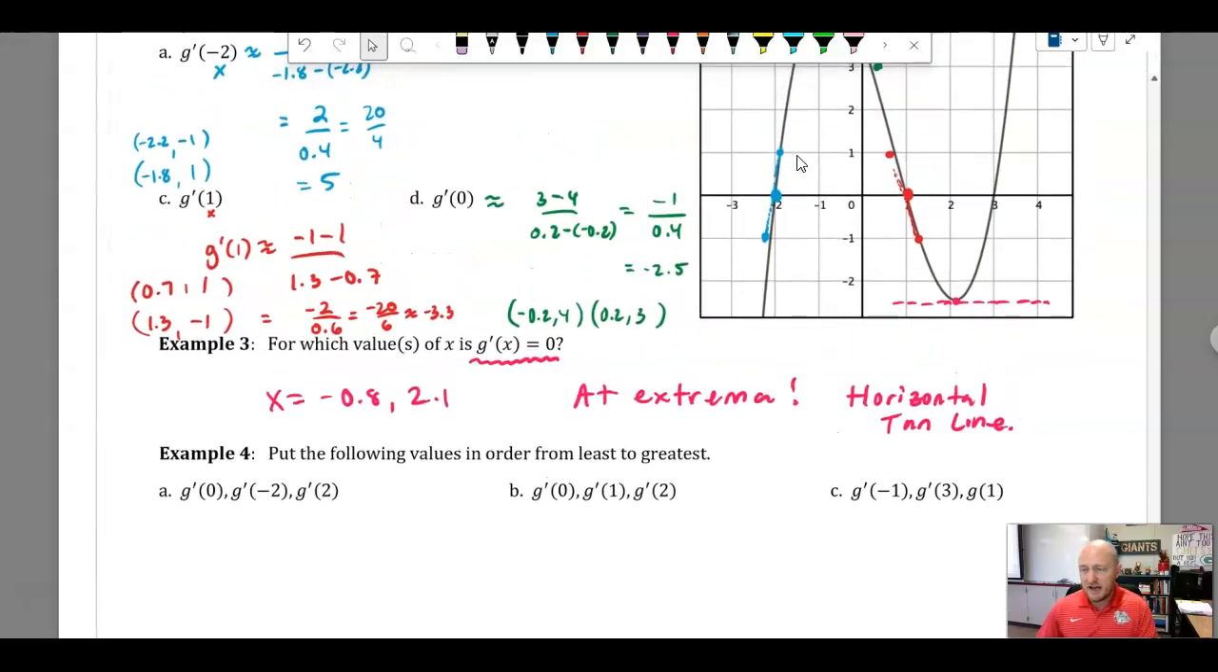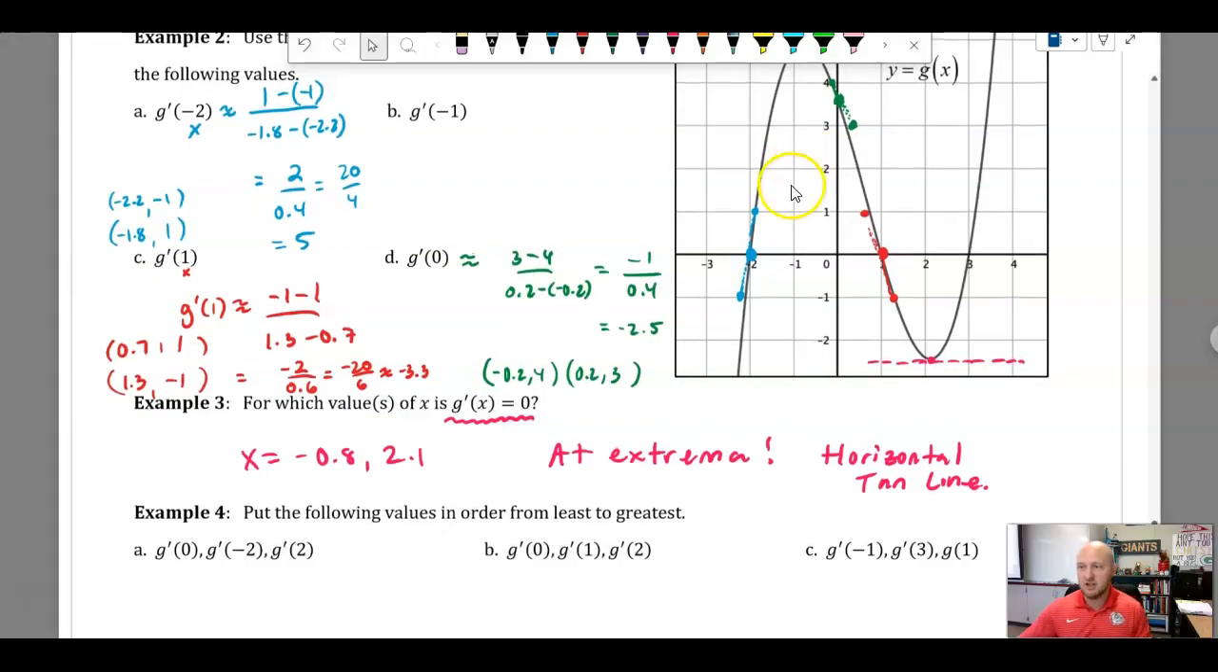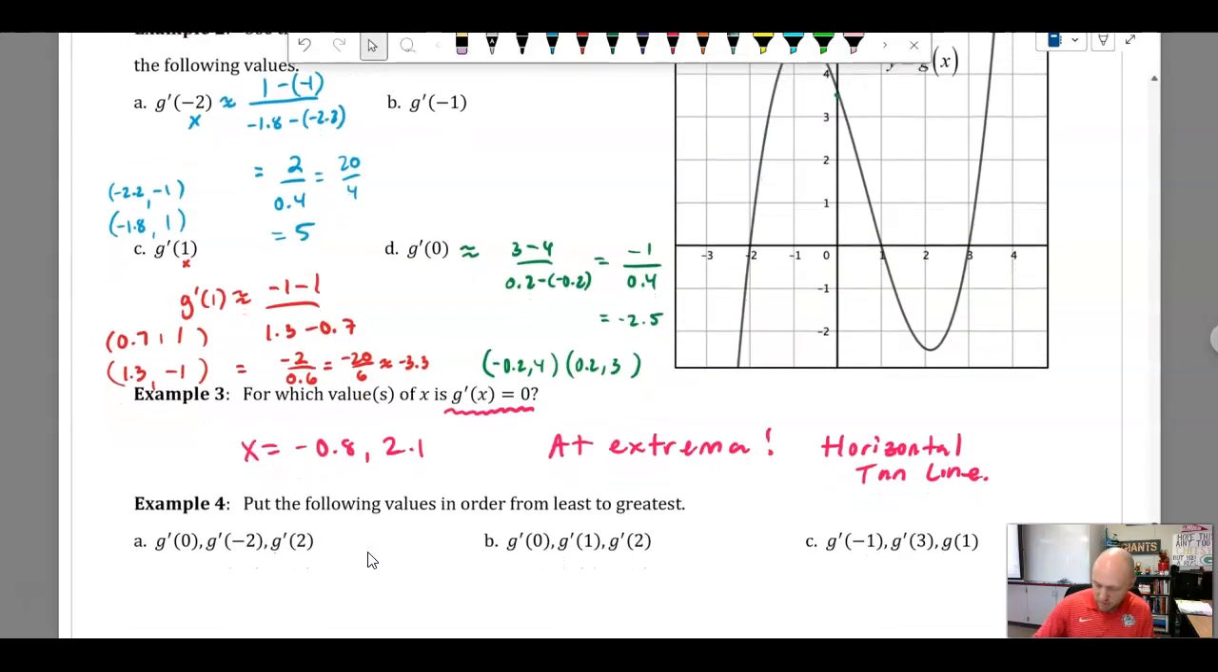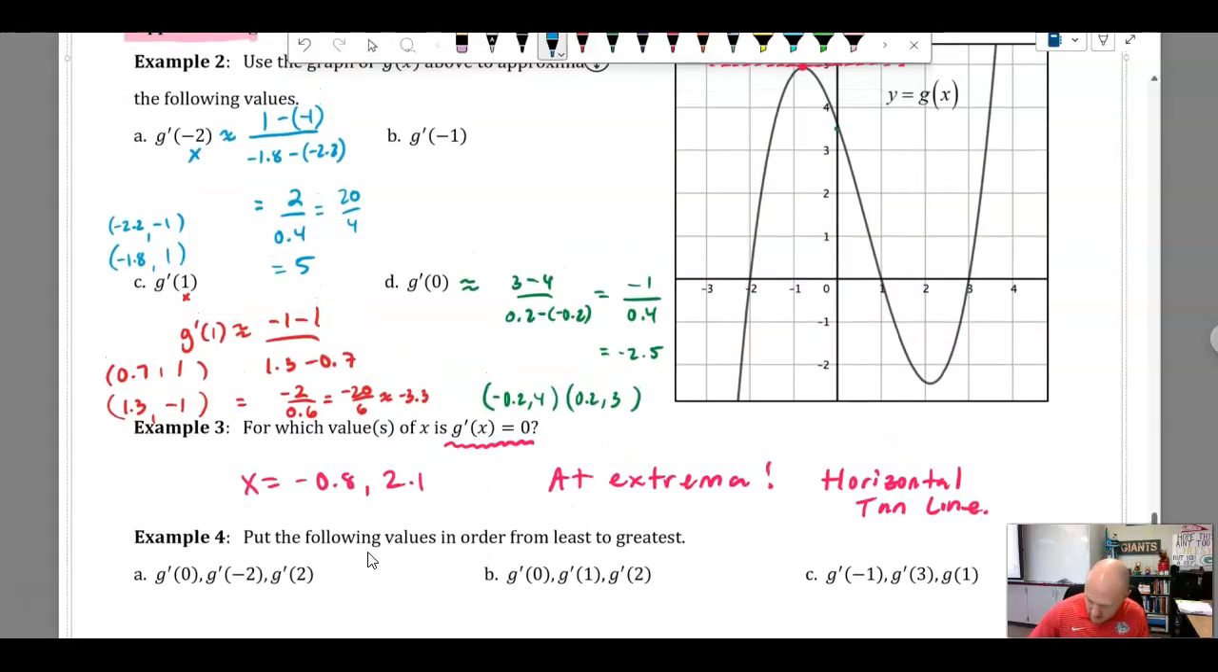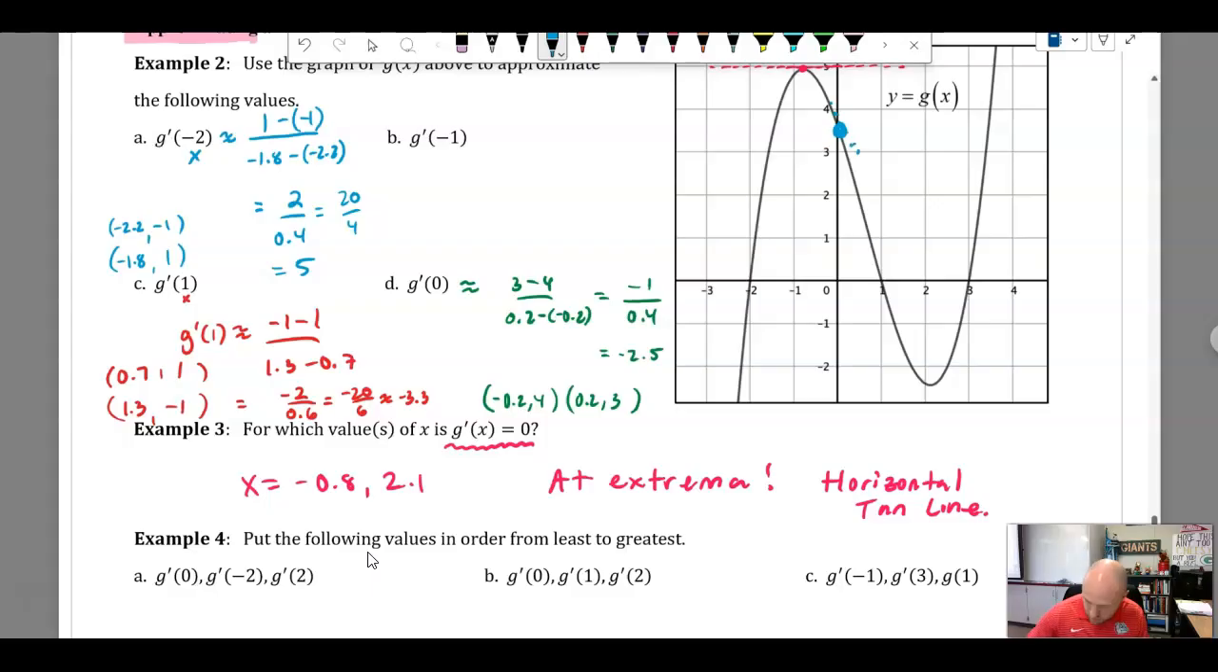They love to have us put these tangent lines or these instantaneous rates of change in order. So they give us questions like this: put the following in order from least to greatest. Let me erase this graph so we can go ahead and see these. But they'll usually give you a positive slope, a negative slope, and a 0 slope. So g prime of 0. Where is g prime of 0? Well, that's right here. This slope looks negative to me. I'm going to put a negative underneath it.